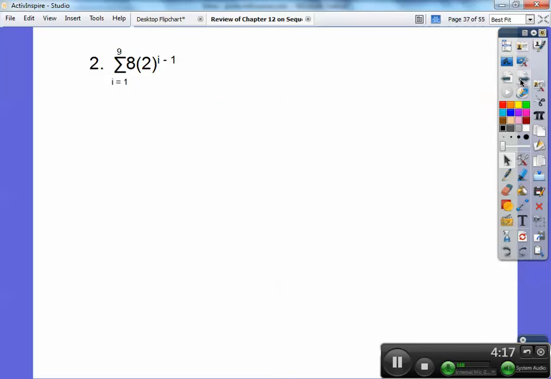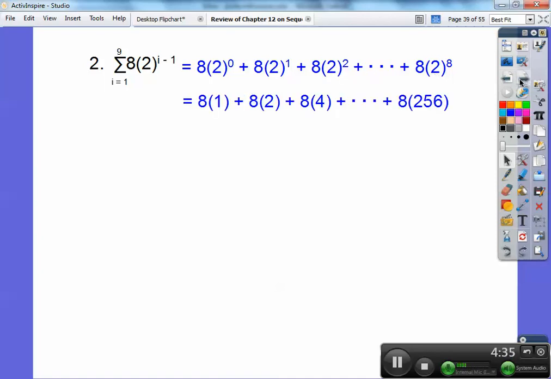Okay, this one. So if I plugged in those guys right there, when i equals 1, I get 1 minus 1. When i equals 2, I get 2 minus 1, which is 1. Here's when i equals 3. 3 minus 1 is to the 2 power. I'm just showing you that this one's a geometric one, you guys. This is 8, this is 16, this is 32. It's going up by times 2, times 2, times 2. So r equals 2. In fact, this is r right there.